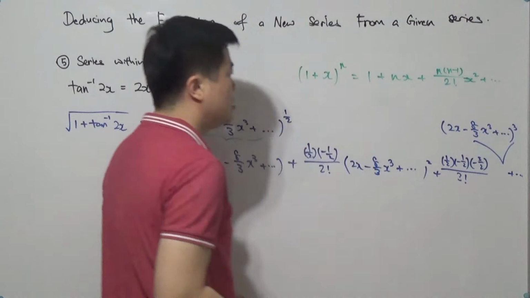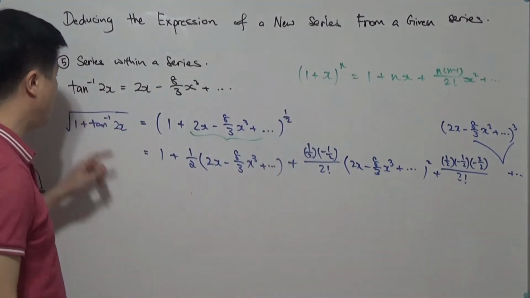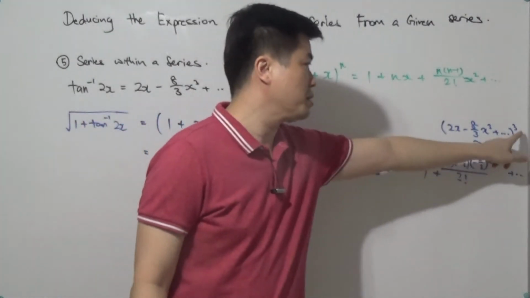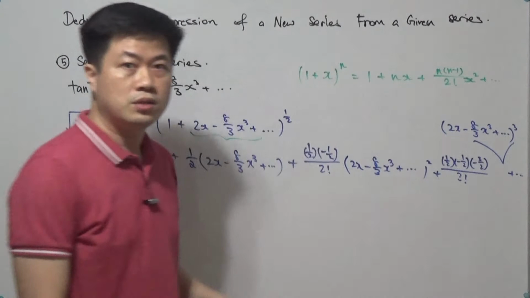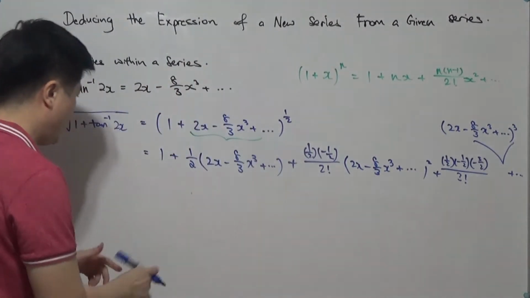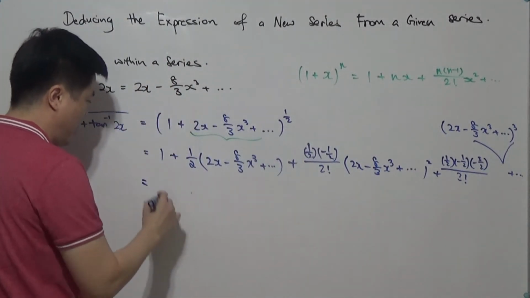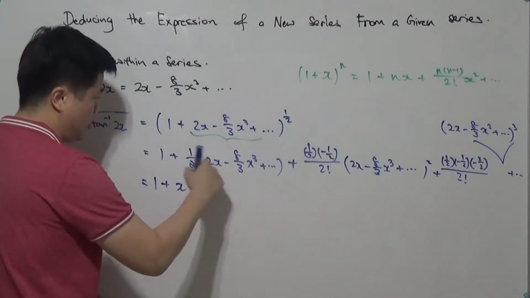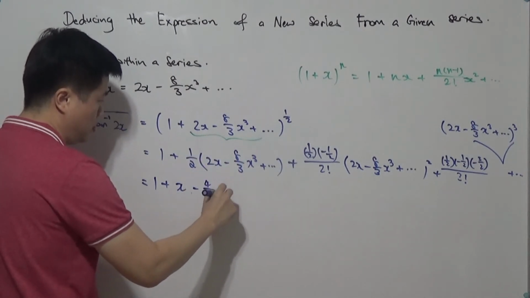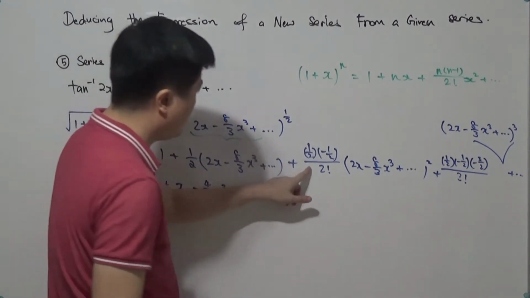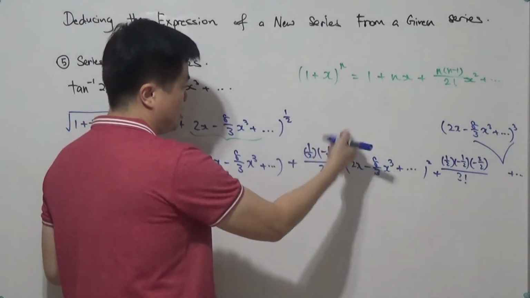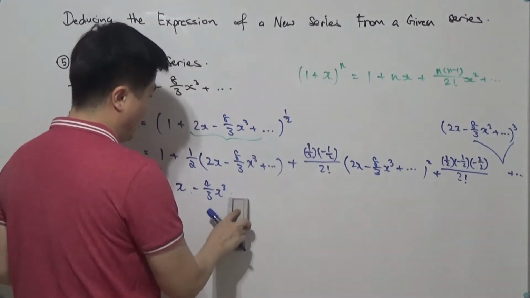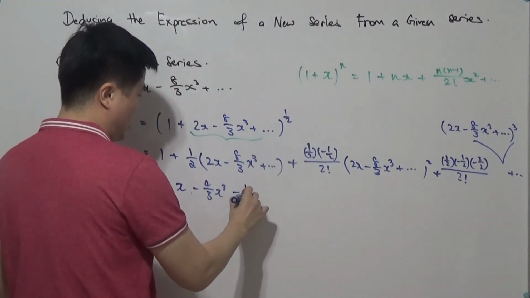Now the question wants us to evaluate this, or rather deduce this, up to and including x cubed. So we need to include this one, which will give us also a cube term. So let's continue. We're going to expand this and simplify it. So 1 plus half times 2 is just x, minus 4 over 3 x cubed, and then for this one, it's half times minus half, which gives us minus 1/4. Minus 1/4 divided by 2 factorial gives us minus 1/8. So we have minus 1 over 8 bracket.